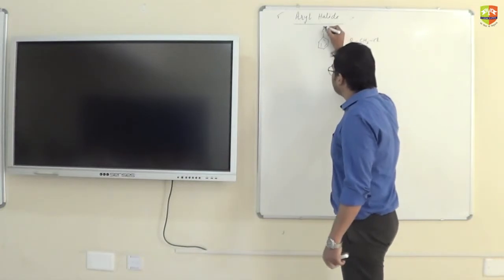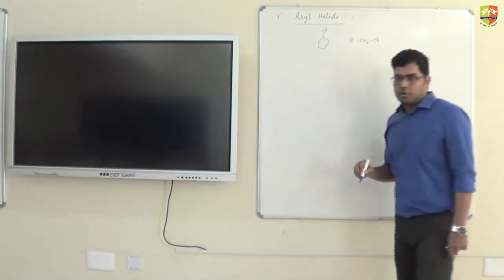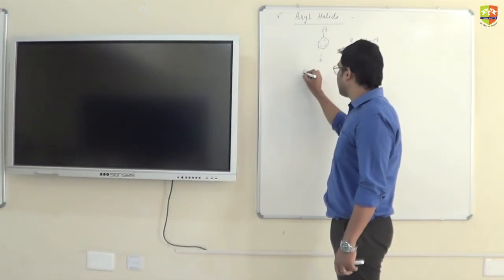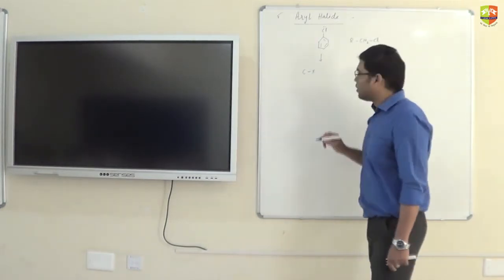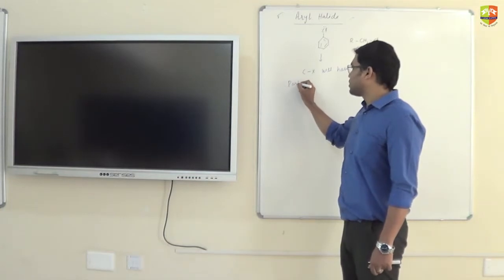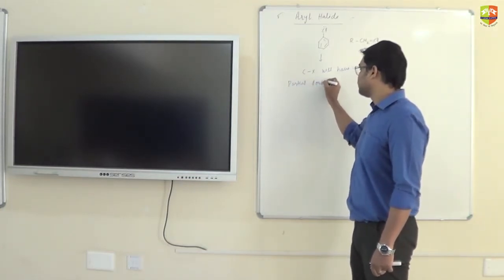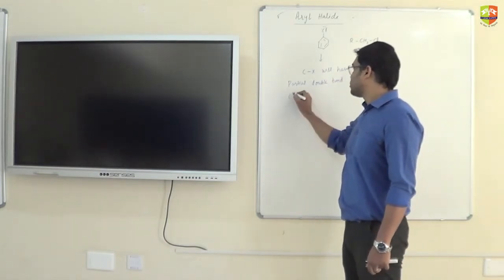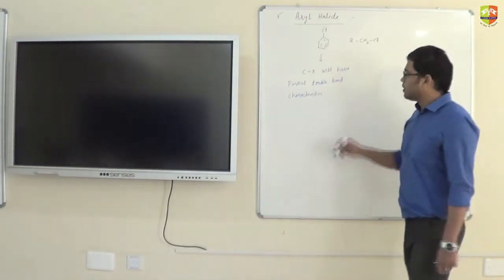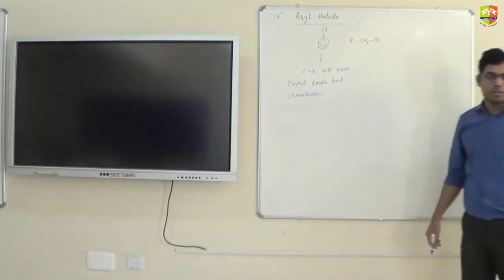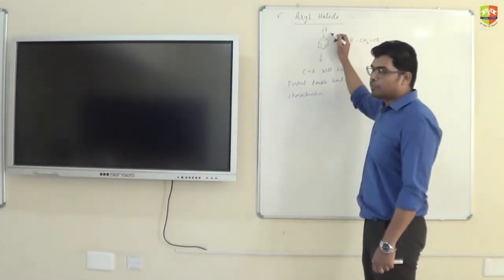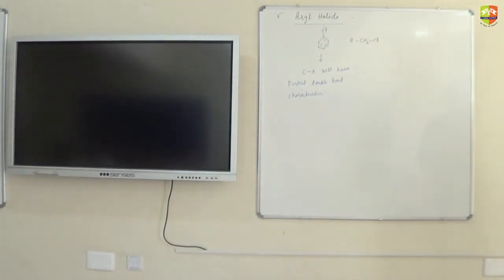See, in aryl halide, what happens? Because of the lone pair present on the halogen, you can draw the resonating structure. So the carbon halogen bond in aryl halide will have partial double bond characteristics. And that's why the carbon halogen bond in aryl halide is stronger than that of alkyl halide. This bond is stronger, hence it is difficult to break, and the reactivity of aryl halide is lesser than that of alkyl halide.